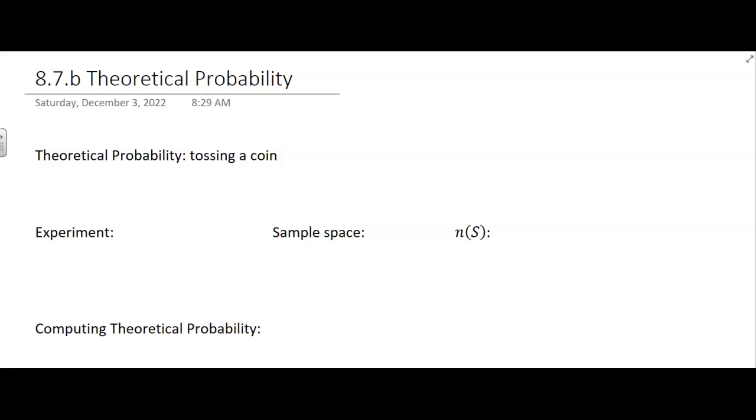Okay, so now we're going to talk about theoretical probability. So, say you're going to toss a coin. Your chances are that you're going to get either heads or tails, right? So you toss a coin. We don't know what we're going to get, right? Like you say, here, let me flip a coin. You don't know if it's heads or tails. So flipping the coin is called an experiment. You don't know the outcome.